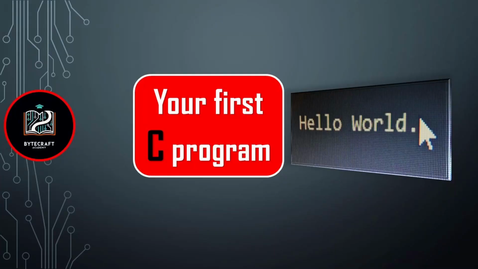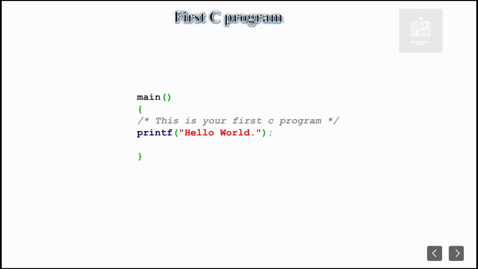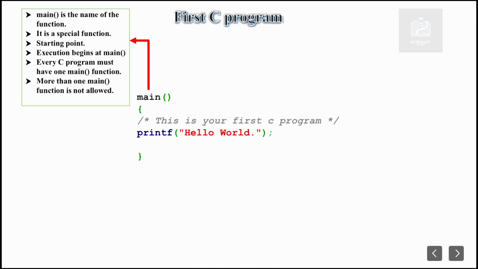This is just a hello world program where we will understand how to print hello world. As you can see, this is the basic structure of a C program, where the main function starts with a left curly brace and closes with a right curly brace. What does this main indicate? This is the name of the function, and it is a special function.